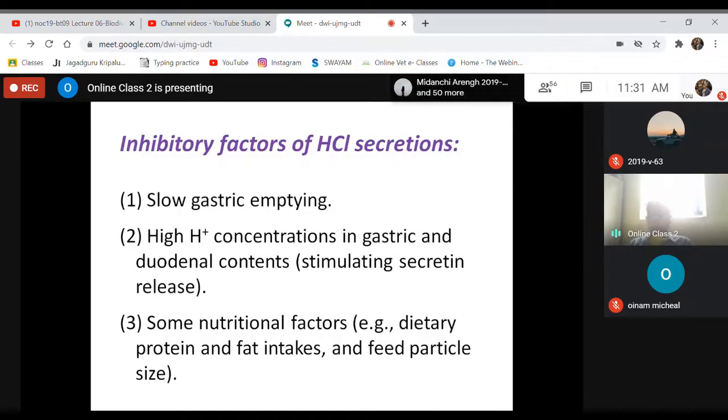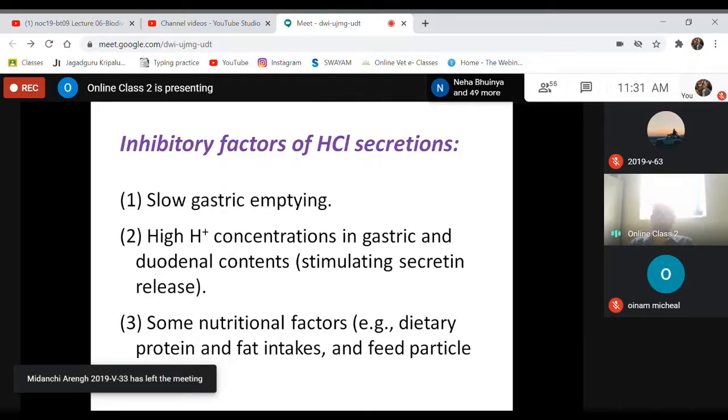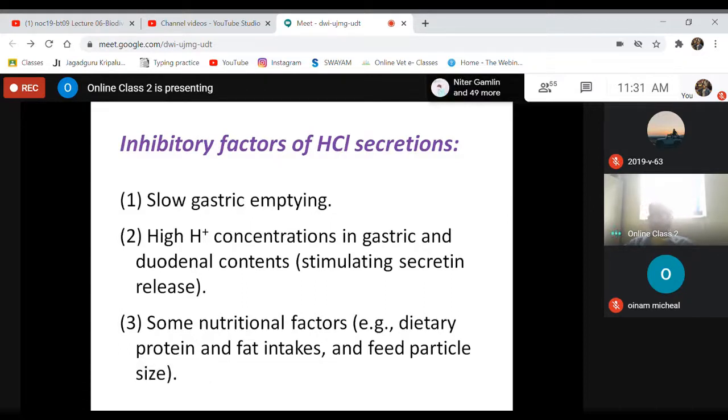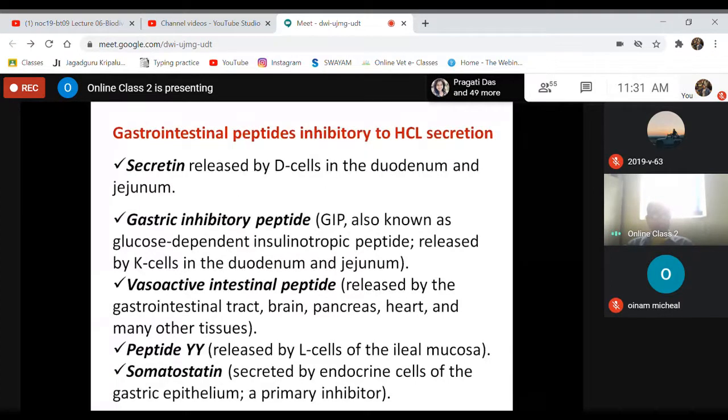Then nutritional factors like dietary protein: when dietary protein is very low, it will be inhibitory to hydrochloric acid secretion. When there is more fat intake, then also it will be inhibitory to hydrochloric acid secretion. And feed particle size: when feed particle size is too big or too small, it will also be inhibitory to hydrochloric acid secretion in the stomach. And there are many gastrointestinal peptides which are inhibitory to hydrochloric acid secretion, like secretin. It is released by the S cells in the duodenum and jejunum.